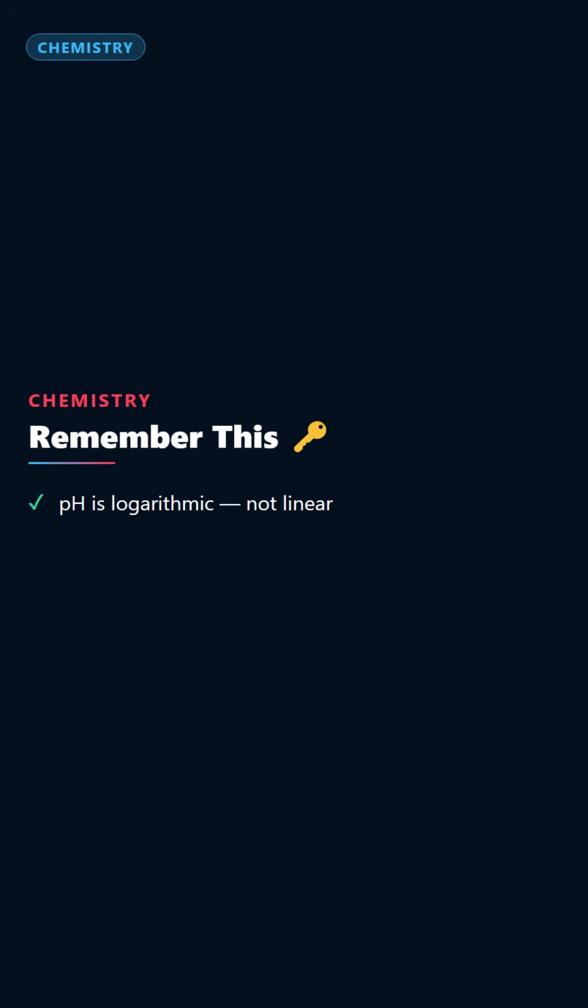The pH scale is logarithmic, which means every single step represents a 10-fold change in acidity. Small numbers do not just mean slightly more acidic, they mean dramatically more acidic. The next time you see a pH value, remember that those numbers are far more powerful than they look.